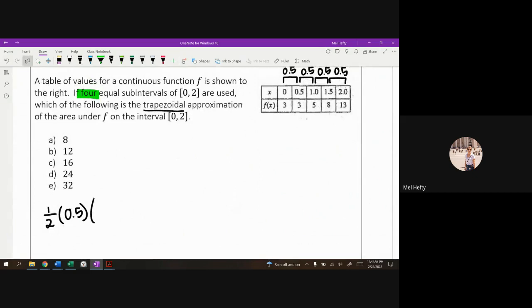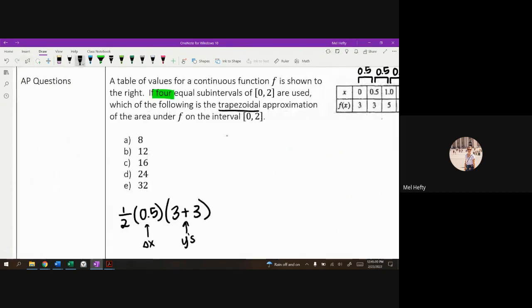Ooh, I like the idea of adding. Let's add those y values. 3 plus 3. So you're going to have 1/2. This is for your x's, your delta x. These are going to be your y's. Those are your y values. So if you're drawing your picture, those are your 2 heights.